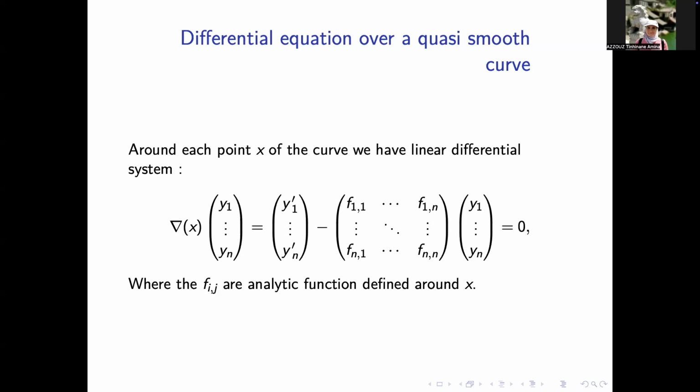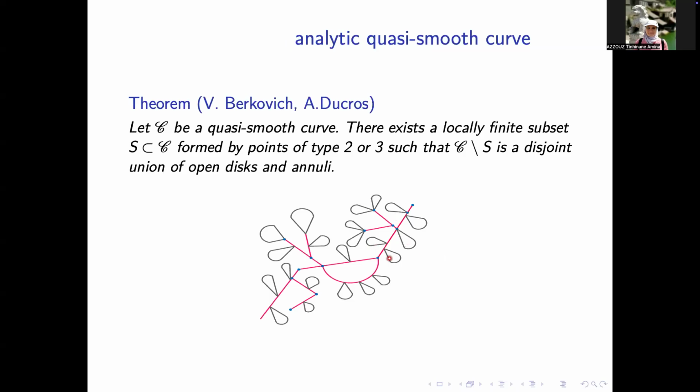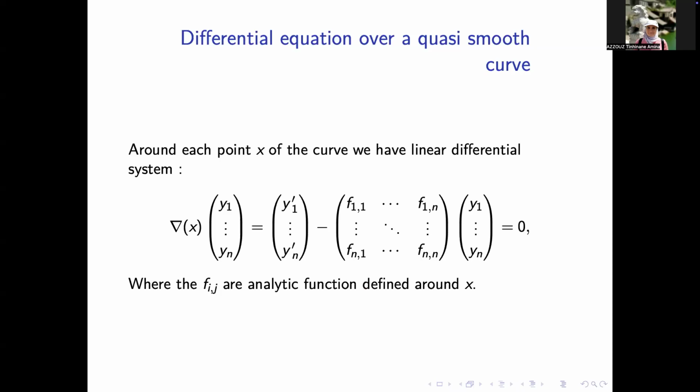What is a differential equation over a quasi-smooth curve? Let's say, rudely speaking, around each point of the curve, and be careful, around each point here on the curve, not only the points that belong to CP, I can define a differential equation of this kind. Really, what I mean by that is just: if I have a point X, then I can choose a neighborhood, and then choosing an analytic function on this neighborhood, I can define the differential equation.